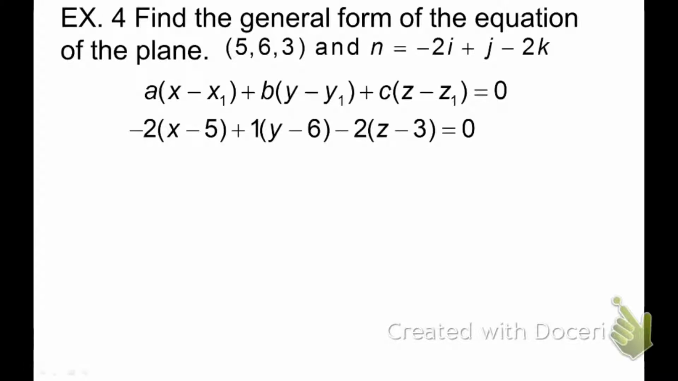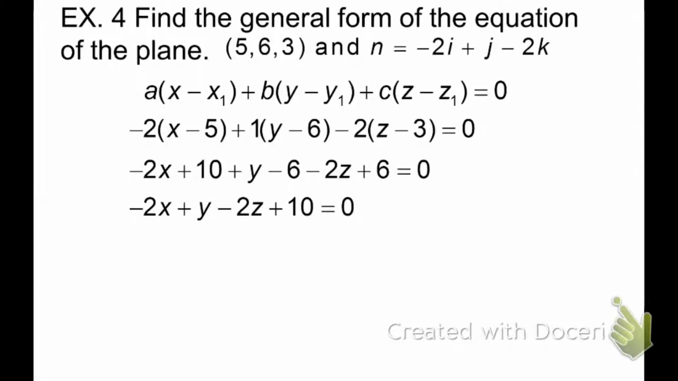So we're going to plug those in where they belong. So negative 2 times (x minus 5) plus 1 times (y minus 6) minus 2 times (z minus 3) equals 0. So this is standard form. Just plugging it in is standard form. When I distribute and collect like terms, that will be getting it into general form. So distributing, I'll get negative 2x plus 10 plus y minus 6 minus 2z plus 6 equals 0. Then when I collect like terms, negative 2x plus y minus 2z plus 10 equals 0. So this is the general form of the equation of this plane.